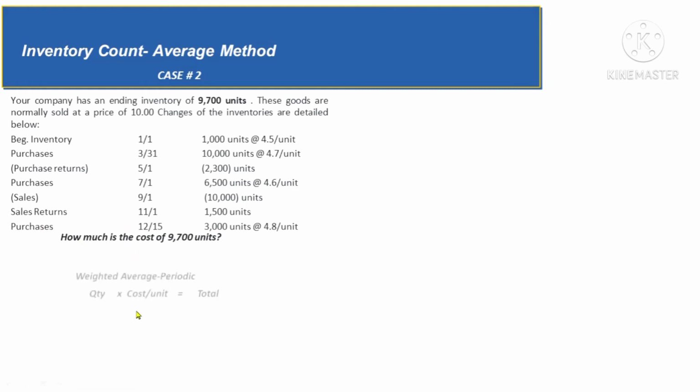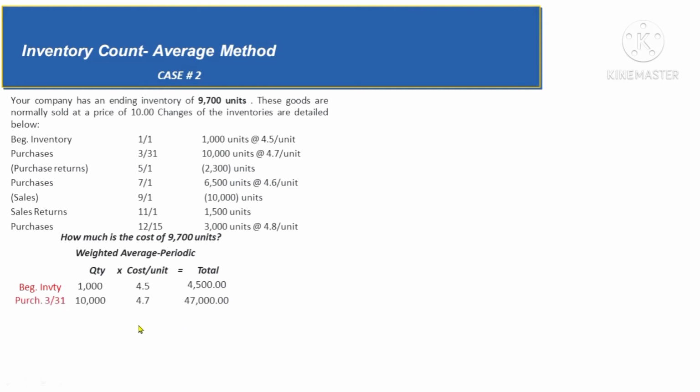So let's start with the beginning inventory, which we have 1,000 units at 4.5, so we have a total of 4,500 plus gross purchases. But in this case, we have three groups of purchases. One group was purchased on 3/31 with 10,000 units at 4.7. However, remember that 2,300 from this have been returned. So meaning 2,300 times 4.7, that's 10,810, should be deducted in order to arrive at the total goods available for sale. We have another group of purchases, of course, on 7/1 and on 12/15.